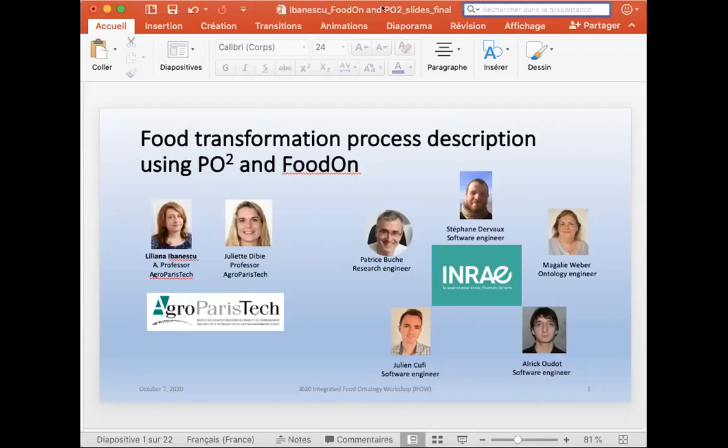Here is an example of a question we want to be able to answer. Which hard cheese sample has the highest value for taste intensity and aroma intensity?